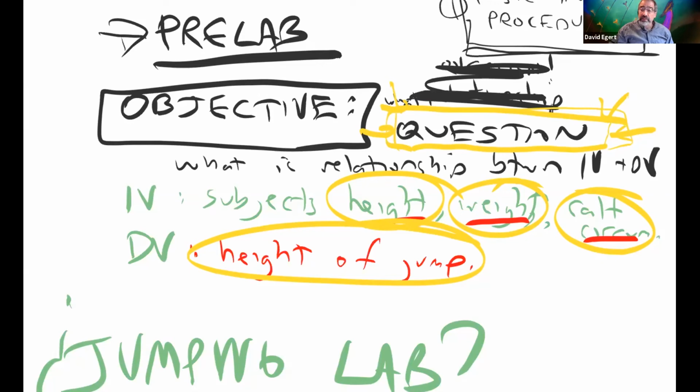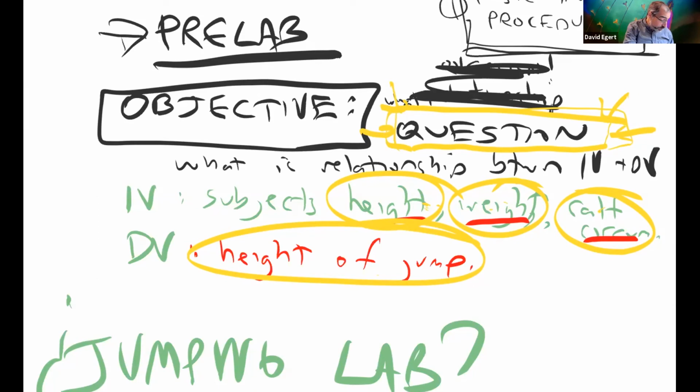And again, like I mentioned last week, the first part of any experiment is having a clear idea of what exactly you are trying to get at with this experiment. So once we know specifically their height, their weight, and their calf circumference related to the height of their jump, then we know how to do the experiment. We're going to have to measure their heights and their weights and their calf circumference and the height of their jumps.